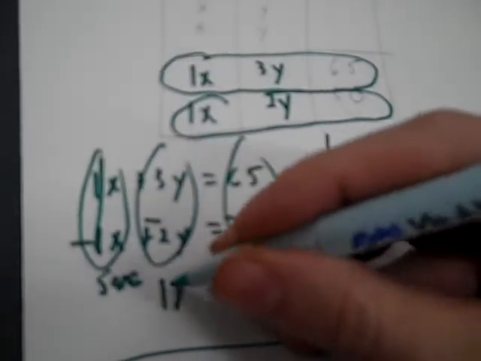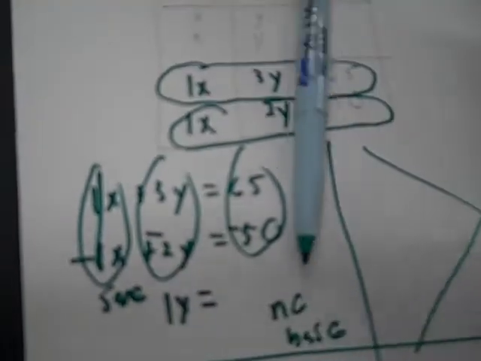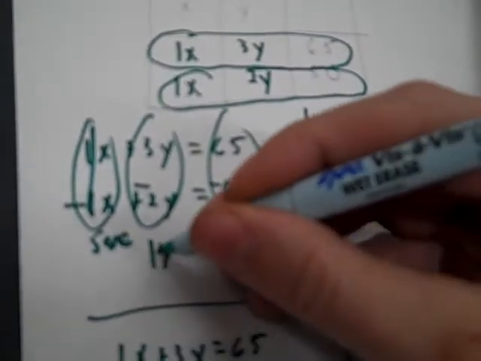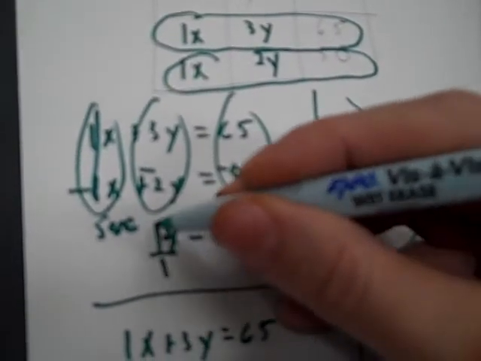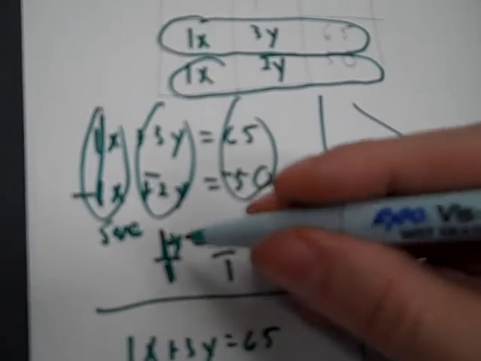So again, you take your calculator, if you need it. 1 plus negative 1 is 0. Now I can cross it out for sure. 3 plus negative 2 is 1, so 1y. And 65 plus negative 50 is 15. Now dot your y and divide. That's 15. It's y though, so y is 15.